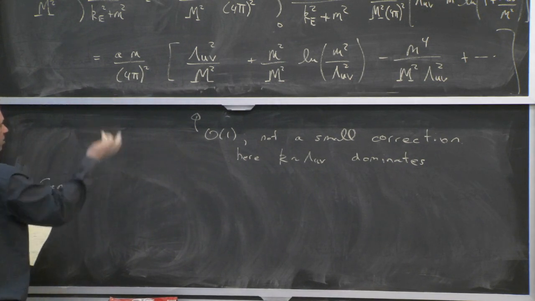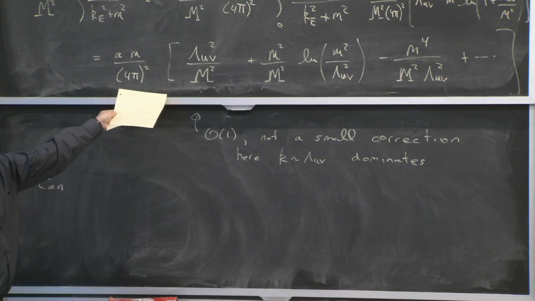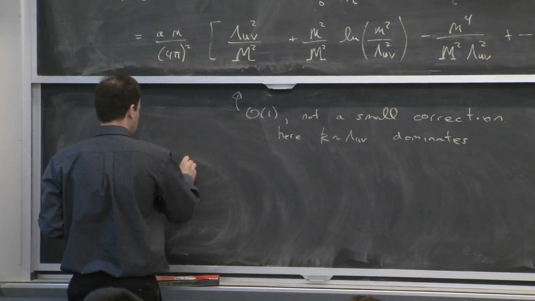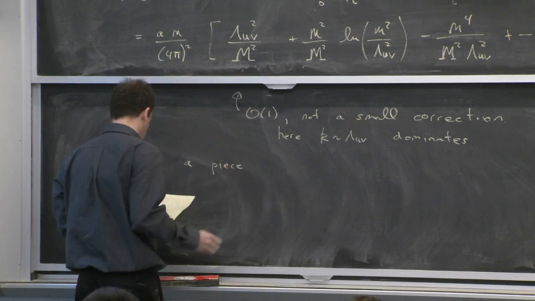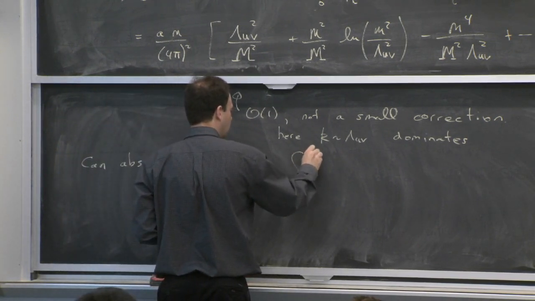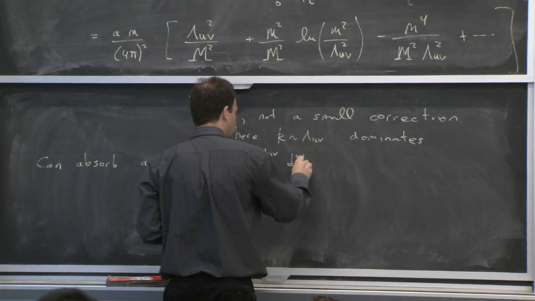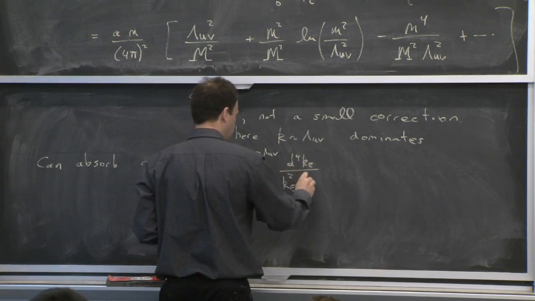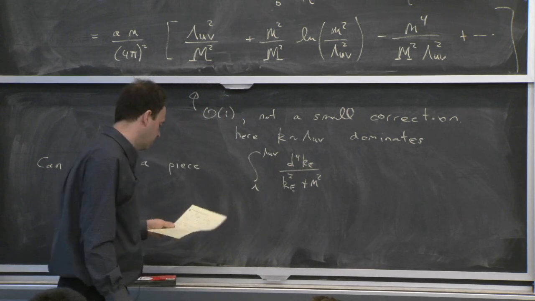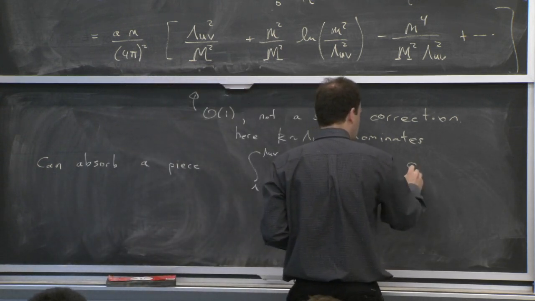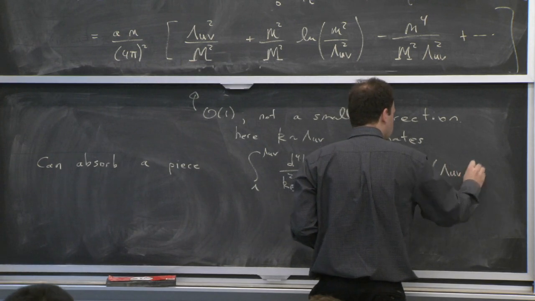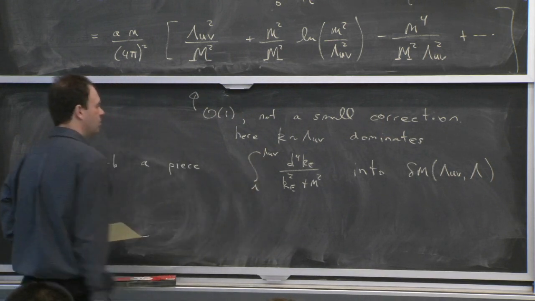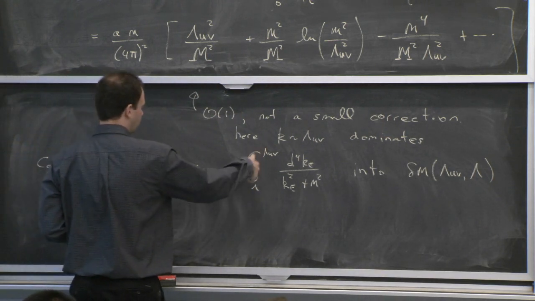Now, this is the bare result, and we have to go through the renormalization procedure. If we go through the renormalization procedure, you can think of that as taking a piece of the integral, in a Wilsonian sense, and absorbing it into the counterterm. So as promised, the counterterm depends on both lambda UV and lambda, and those are just explicitly, I'm cutting off the radial integral here.